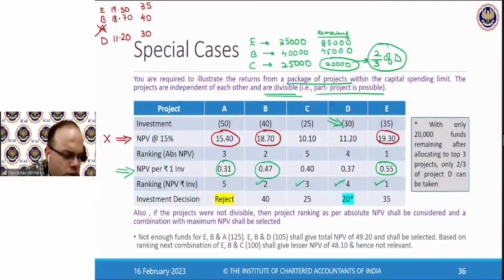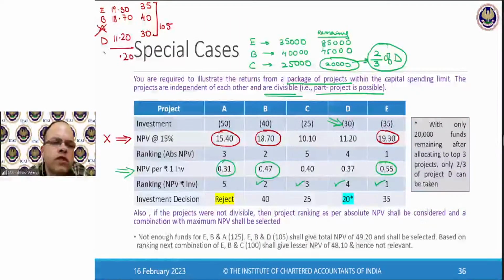Just as a question, sir, I don't get it. Why should you take absolute NPV here? Okay. Just because you are not investing every single penny. And also the fact you will be seeing the combination which will give you the maximum NPV. So one combination I've just discussed. One combination is where you are investing 1,05,000 and you are getting how much? 49.20. One is this combination. Other combination could have been E, B, and C. But NPV would have gone down.